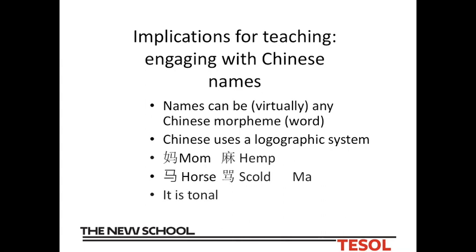First tone is mom, second tone is hemp, third tone is horse, and fourth tone is scold. So when I learned Chinese, it took me about 6 months for those to start to feel right. It's a long process. So depending on the tone, it can have a very different meaning.